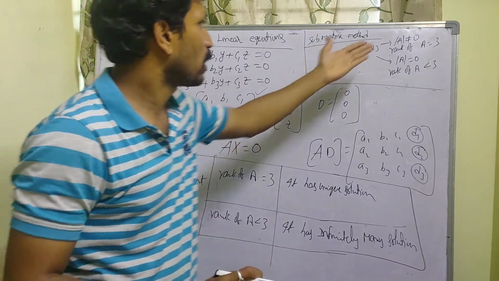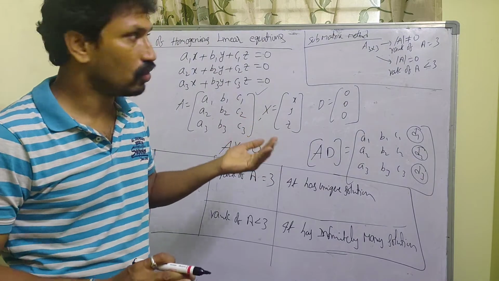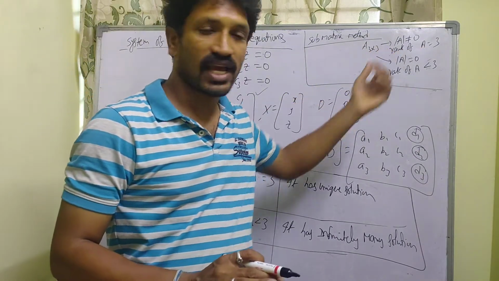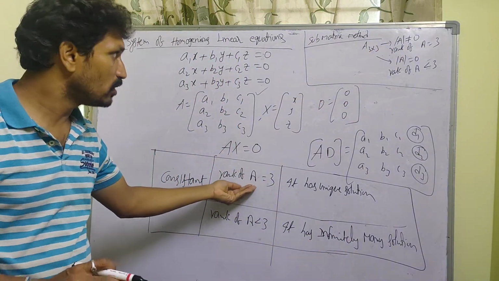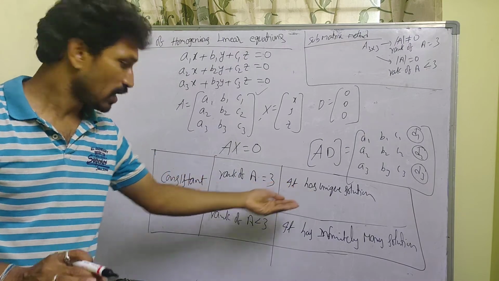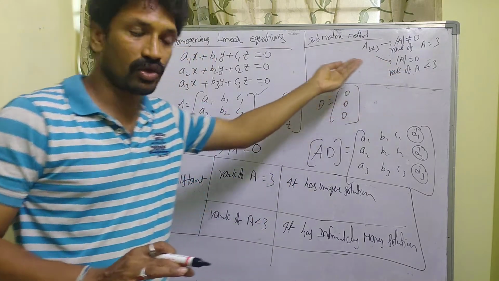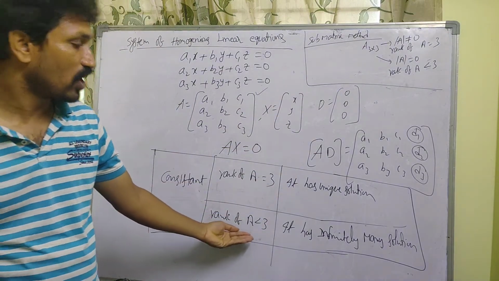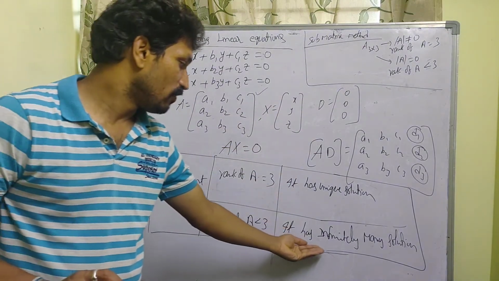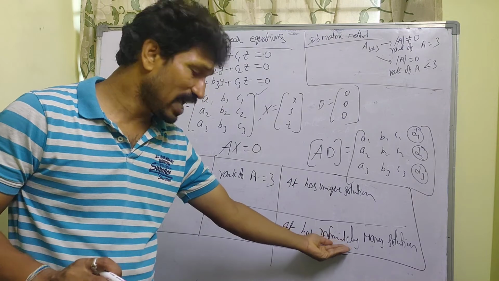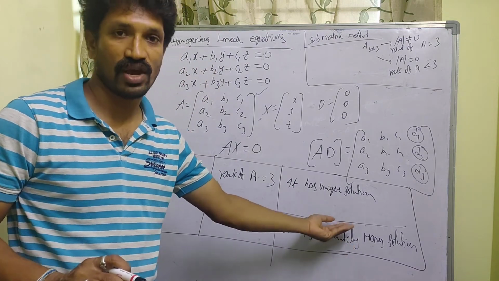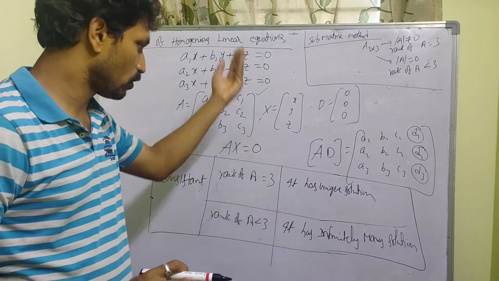Directly you go for determinant of A. If it is not equal to 0, then you say rank of A is equal to 3. If rank of A is equal to 3, it has a unique solution. Otherwise, if the determinant of A is equal to 0, then you can say clearly rank of A is less than 3. Then it has infinitely many solutions. This is a very important concept, just remember.